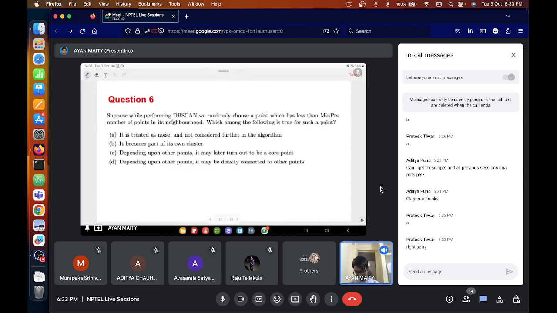Now question 6. Suppose while performing DBSCAN we randomly choose a point which has less than MinPts number of points in its neighborhood. Which among the following is true for such a point? Four options. A: It is treated as noise and not considered further in the algorithm. B: It becomes part of its own cluster. C and D: Depending upon other points, it may later turn out to be a core point, and depending upon the other points, it may be density connected to other points.